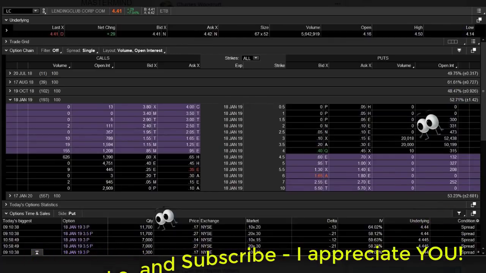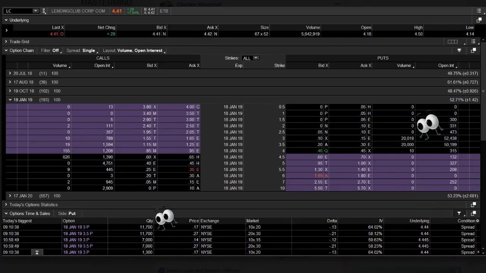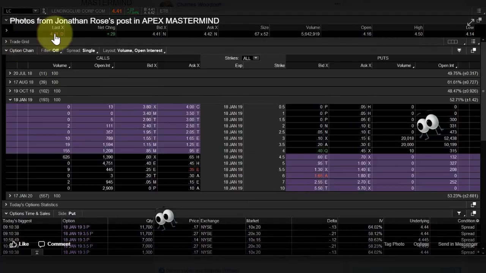Yesterday I had a question about Lending Club. Here's the screenshot from yesterday. Price $4.41. The question was about these 20,000 options that traded. Actually, 20,000 options traded on the 3.5 strike, 20,000 options traded on the 3 strike. And the client was asking, Jonathan, how do we interpret this information? So let's go over it.